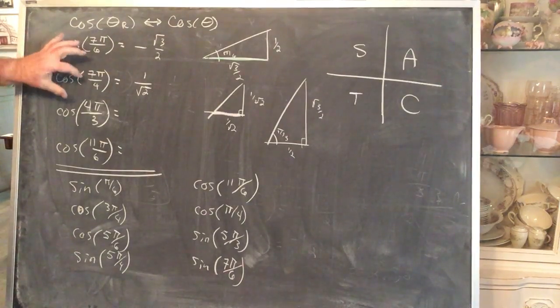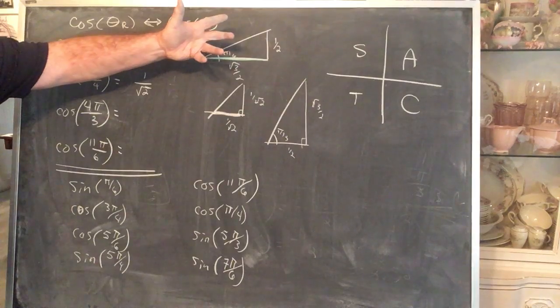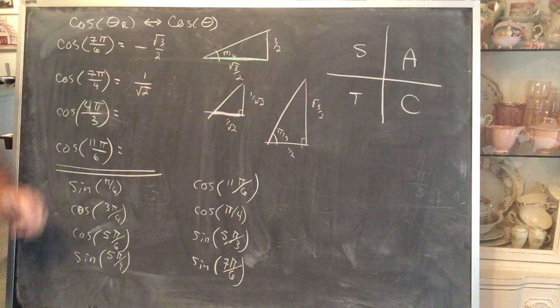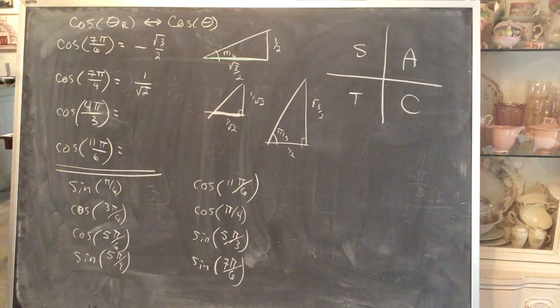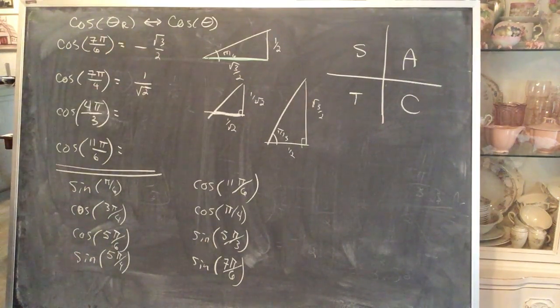Notice the special case. For the pi over 4 family, the vertical and the horizontal are the same. And so the values, except for the signum, are always going to be 1 over square root of 2 for sine and cosine of anything in the pi over 4 family. All we need to do is figure the signum based upon what quadrant we're in.